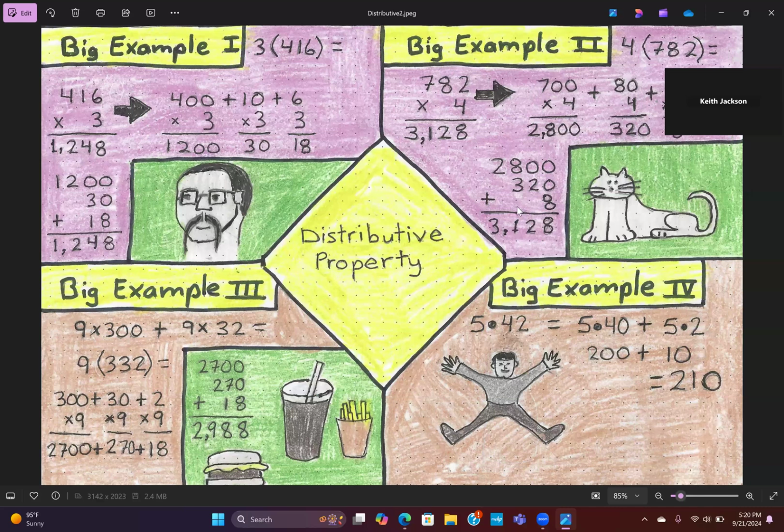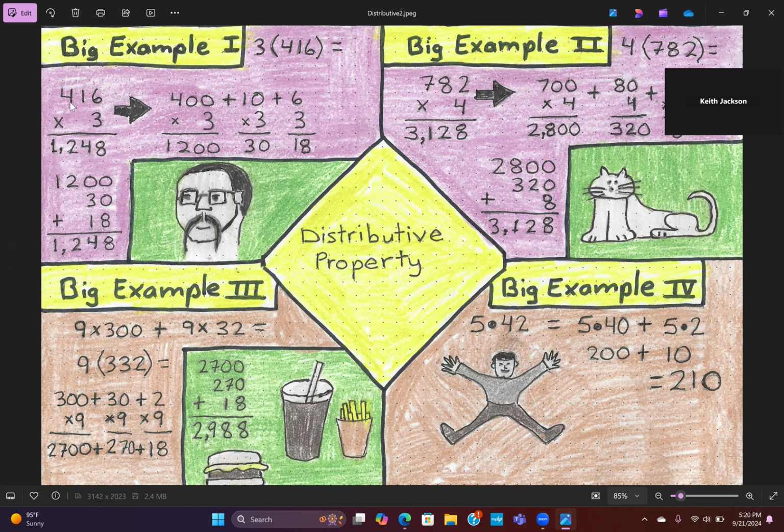Right now, you're looking at another video as it relates to distributive property. Along with distributive property, we're going to break down large numbers into bite-sized pieces so that we can make the calculations a whole lot easier. Let's begin with big example one, in which we have 416 times 3. To let you know right now, 416 times 3 will give us 1,248 if we utilize the standard algorithm.